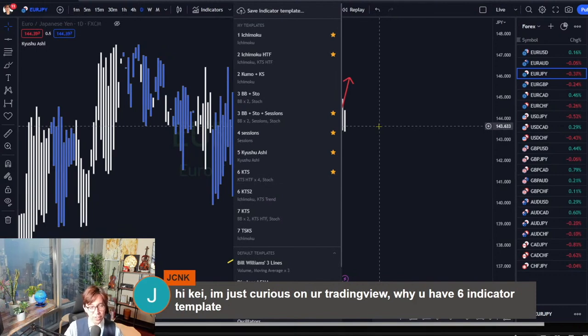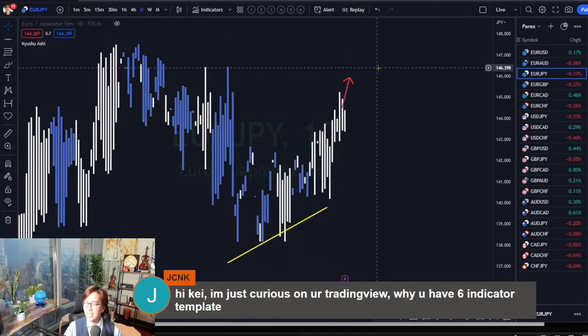So yeah, you can try. It works really well, and it looks really clean, especially on mobile too. You can open templates on mobile, and you can see at a glance which one is which, like the Ichimoku name. So it's really handy and looks really clean.